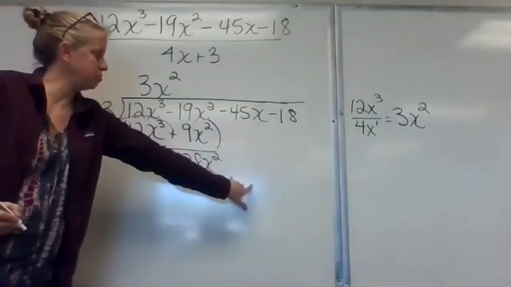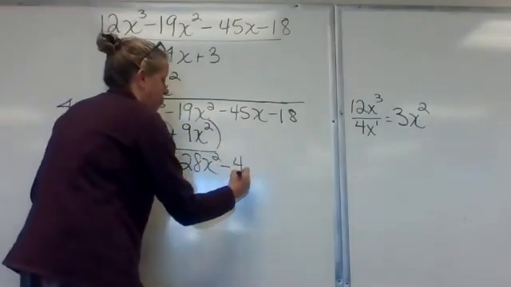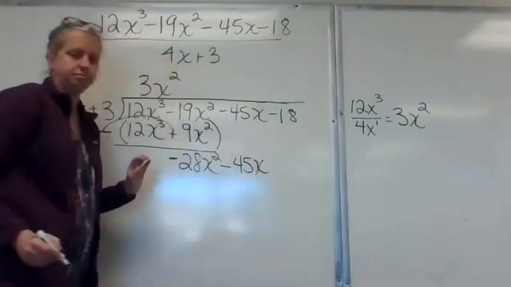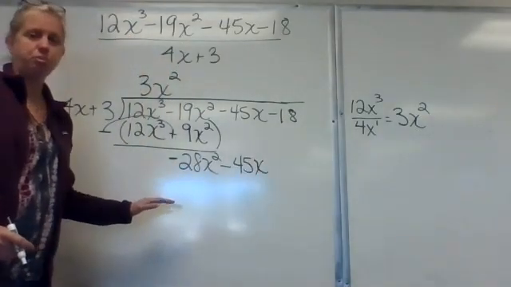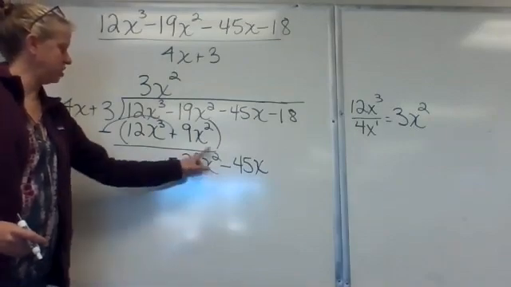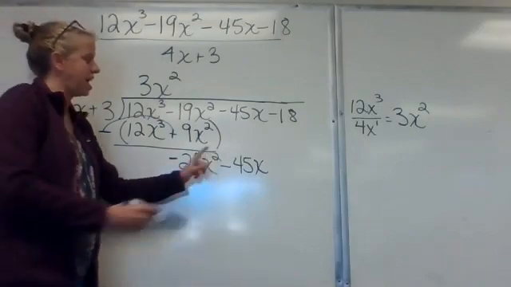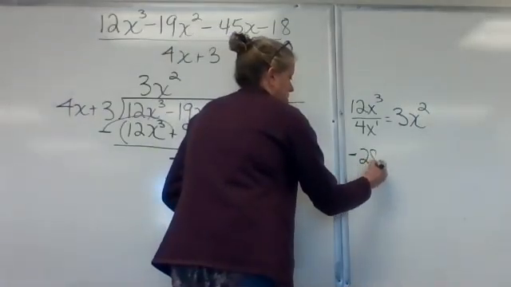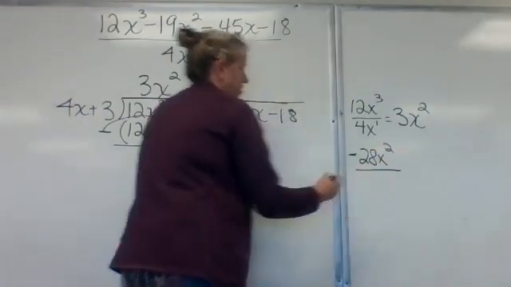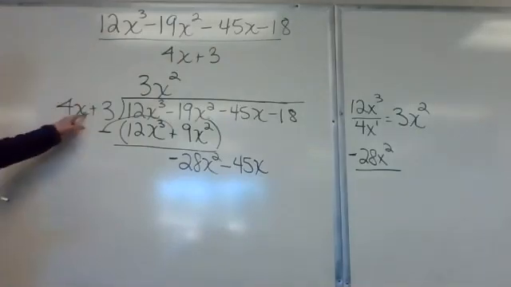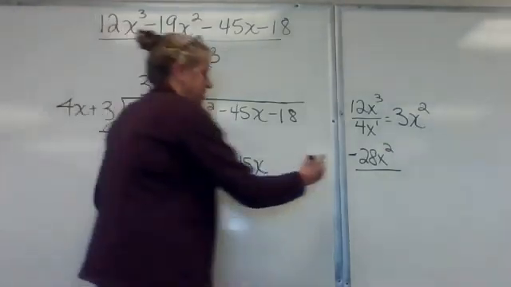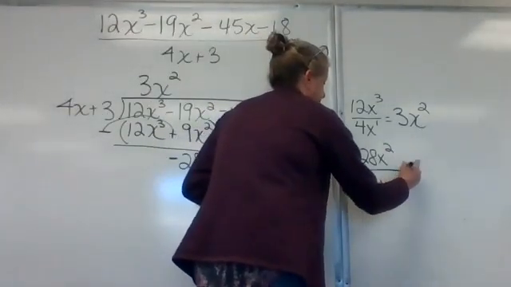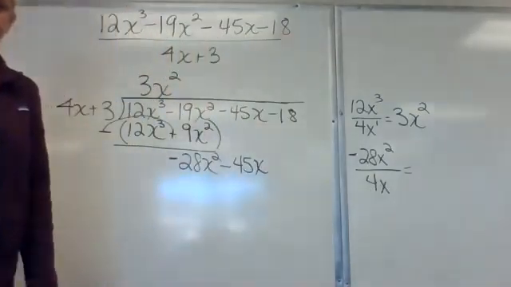Remember, drop down the next part. So I'm dropping down the -45x. And then starting all over the process again. Whatever this first term is, -28x squared, you're going to put it over this first term to get the next thing that comes up here. So I'm putting it over 4x and then simplifying it.